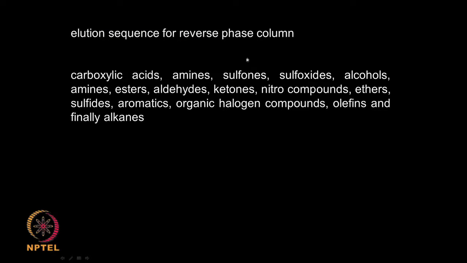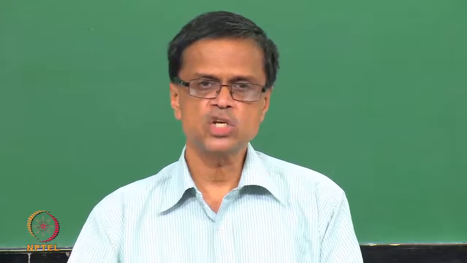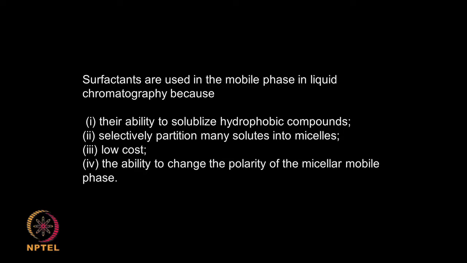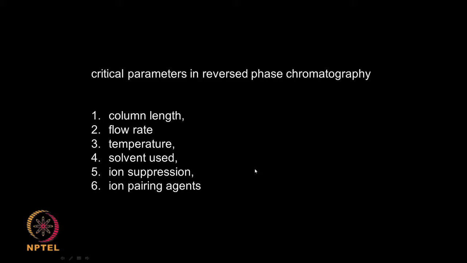The elution sequence for reverse phase is carboxylic acids, amines, sulfones, sulfoxides, alcohols, amines, esters and so on, and finally the alkenes. Surfactants are used in the mobile phase if you want to recover whatever has been bound, because surfactants have the ability to solubilize hydrophobic compounds, they selectively partition many solutes into micelles, they are cheap, and they can also change the polarity of the mobile phase.